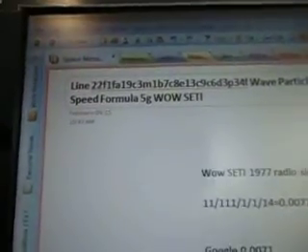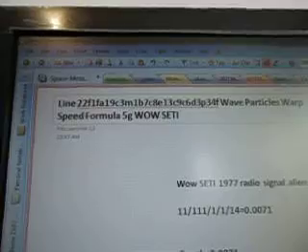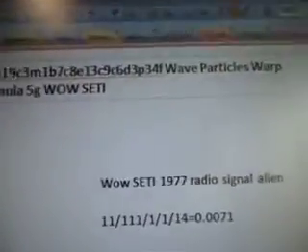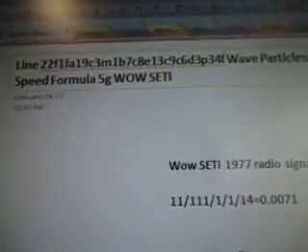Okay, this is part 284C3m1b7c8e13c9c6d3p34f. And it's line 22f1fa19c3m1b7c8e13c9c6d3p34f. Wave particles, warp speed formula, 5G Wow Seti.